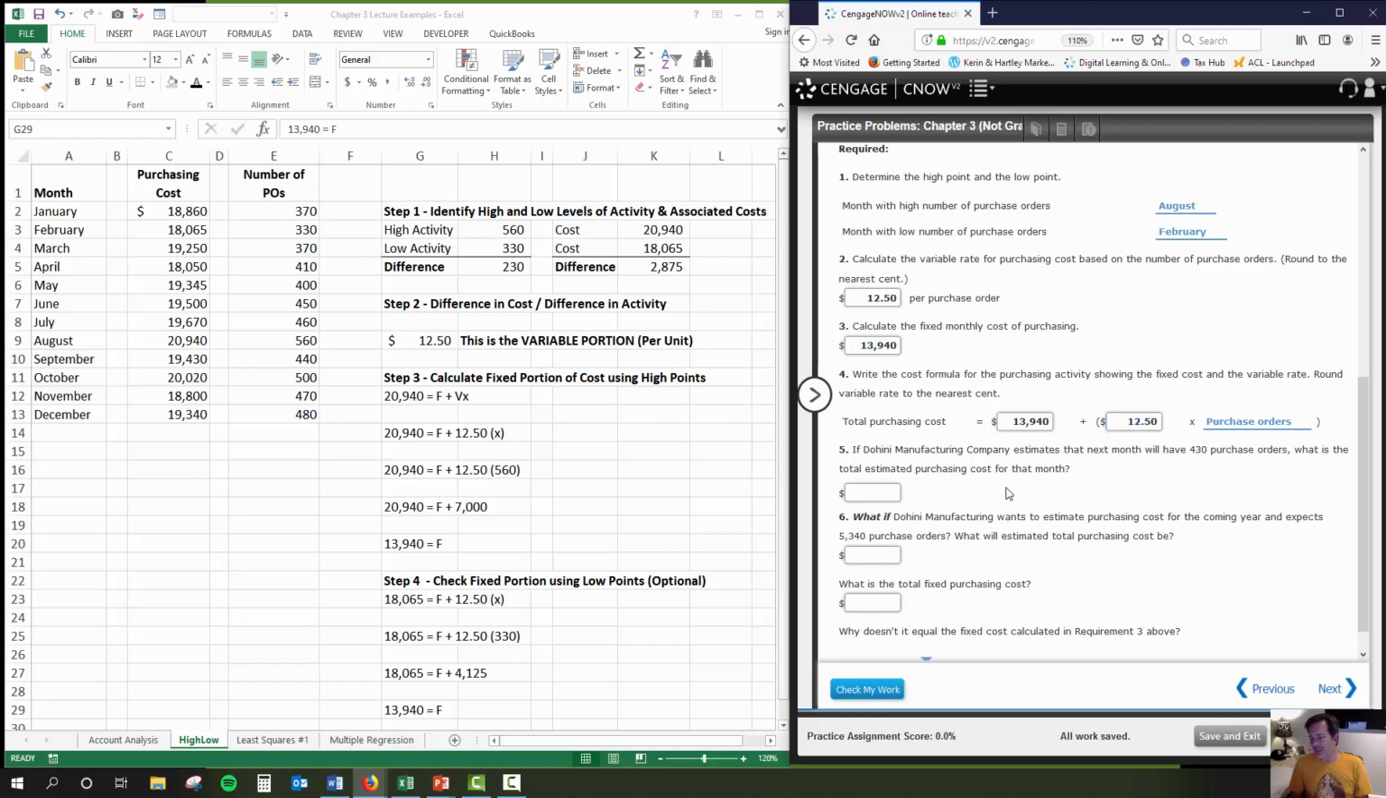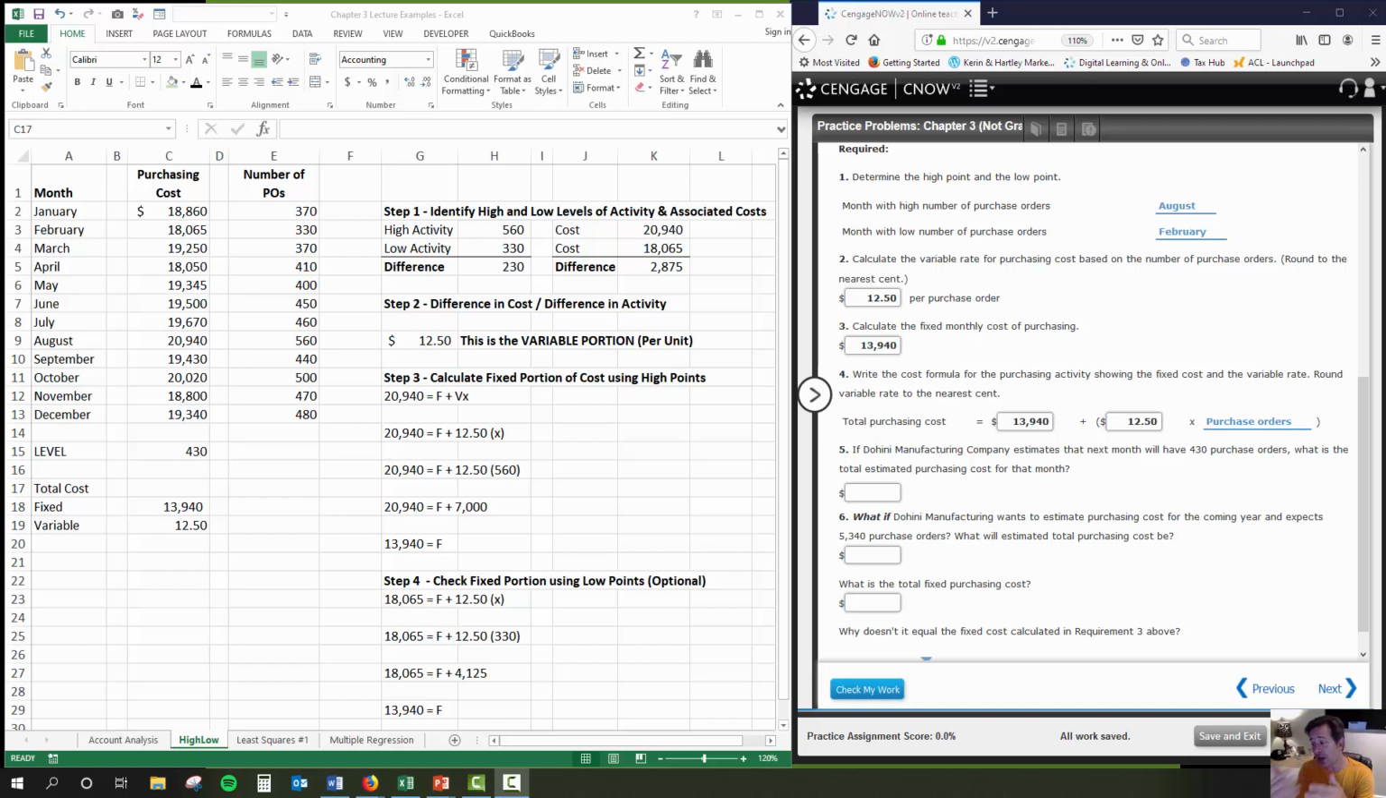In 5, if Doheny Manufacturing Company estimates that next month we will have 430 purchase orders, what is the total estimated purchasing cost for that month? So again, this is kind of why we're doing this. We want to be able to analyze what's driving those costs. That way we can predict them going forward. By breaking them into a fixed and variable component, we can really do a good job of doing that. So I'm going to pause right here, give you a second to think about that, and see if you can work that.